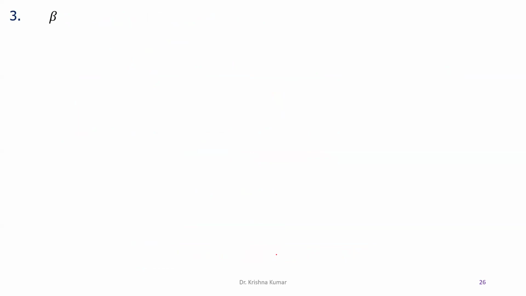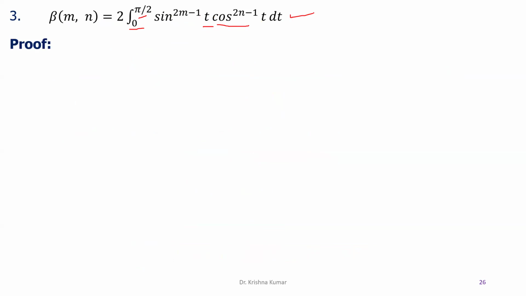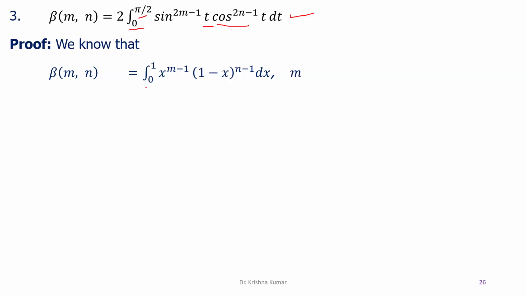Let us go to property number 3. Beta of mn is equal to 2 times integration of sine to the power 2m minus 1 t into cos to the power 2n minus 1 t under the limit 0 to pi by 2 with respect to t. So we know what beta of mn is. Beta of mn is equal to integration of x to the power m minus 1 into (1 minus x) to the power n minus 1 under the limit 0 to 1, where m, n are any positive numbers. Let us give it equation number 1.